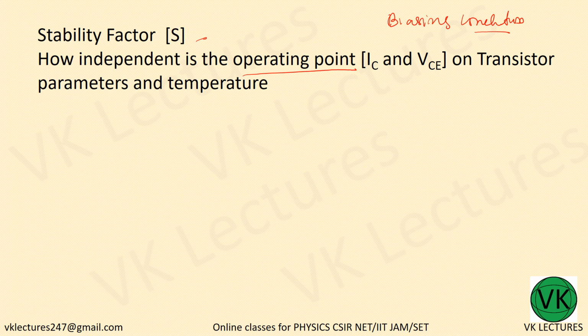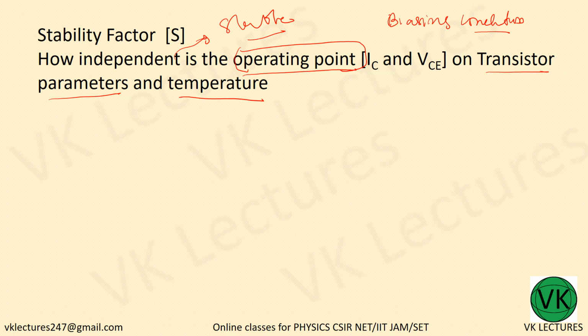Now, to understand how independent our operating point is, or how stable our operating point is with respect to transistor parameters, like alpha, beta, and gamma, then forward current, the diode, the transistor resistance, etc., and also on the external temperature. Okay, so this is how it is done.